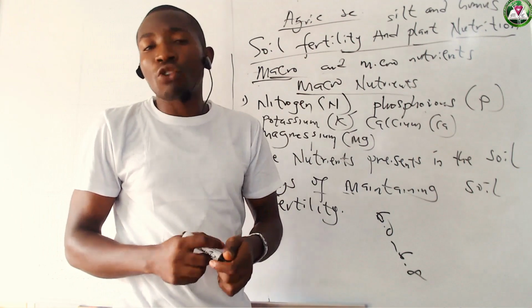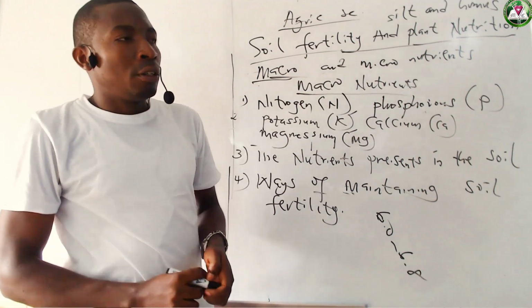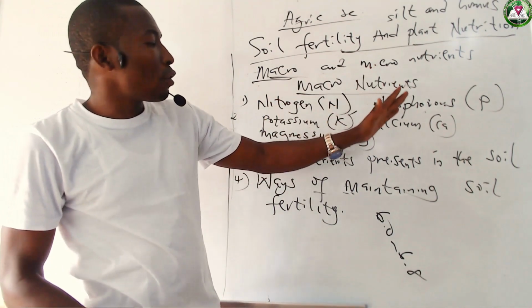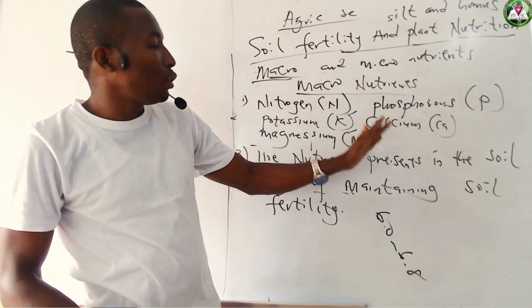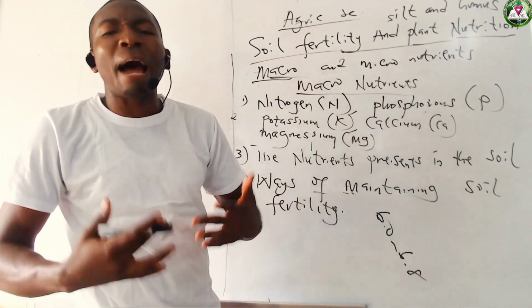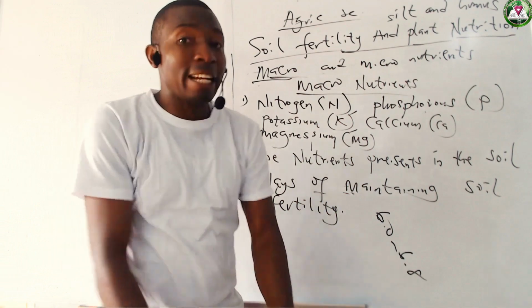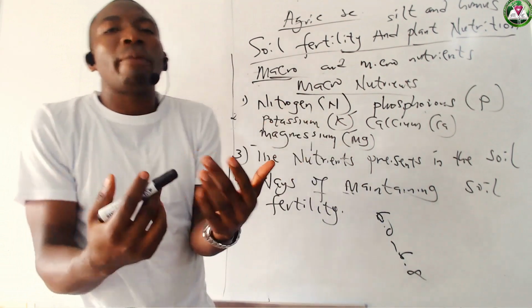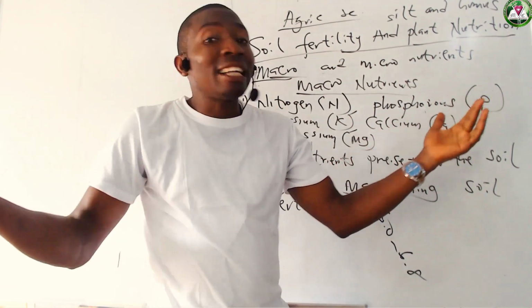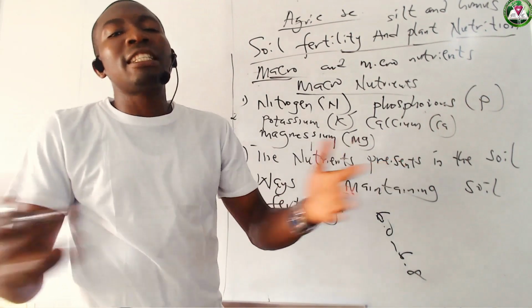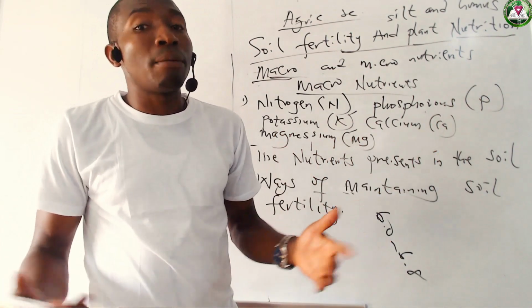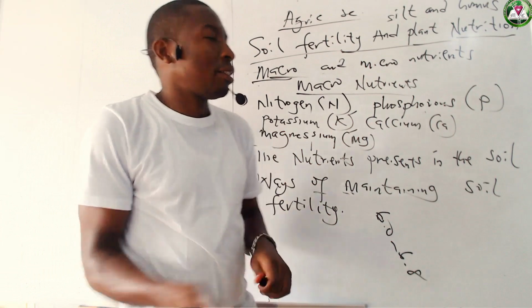There are so many, numerous to mention. Your nitrogen, your phosphorus, your potassium, your calcium, your magnesium, and so on and so forth. These are the major nutrients we are talking about, present in the soil. They are required by our plants in larger quantities, of which deficiency will be very, very noticeable by farmers.